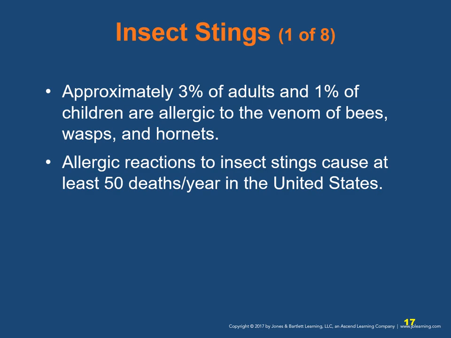Approximately 3% of adults and 1% of children are allergic to the venom of bees, wasps, and hornets. An allergic reaction to insect stings accounts for at least 50 deaths in the United States per year. In about half of these deaths, the victim had never experienced a reaction to prior stings.